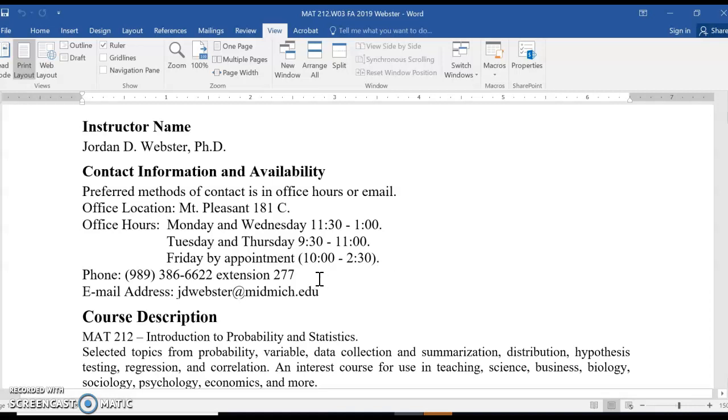You can call my office phone. My extension is 277. I will say I share the office with JJ Mertz, so it's his voice that comes on our answering machine. So if you leave a message with him, I would get it, or I will get it. Probably the best way to contact me is through email, and my email you can see there is jdwebster@midmich.edu. JD Webster. My middle initial is in there. Don't forget that.